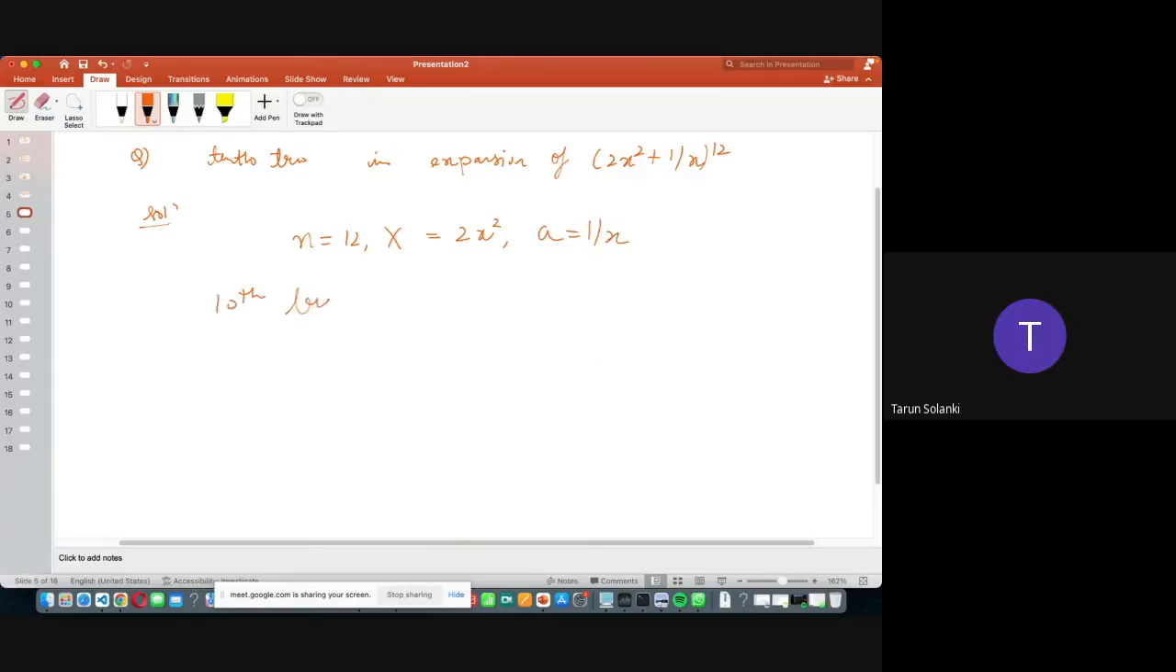So then the 10th term will become T10. That means 12C9 (2x²)^(12-9) (1/x)^9. So that becomes 12C9 times 8 times 1/x³. So T10 is equal to 1760/x³.